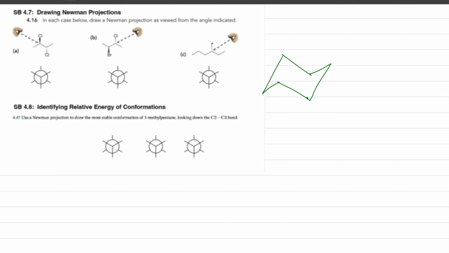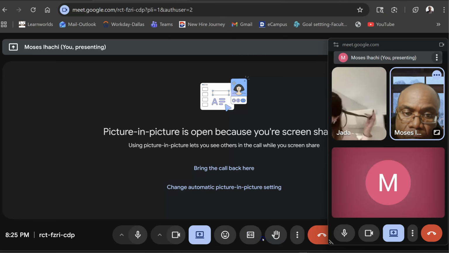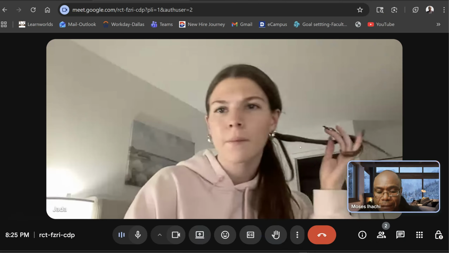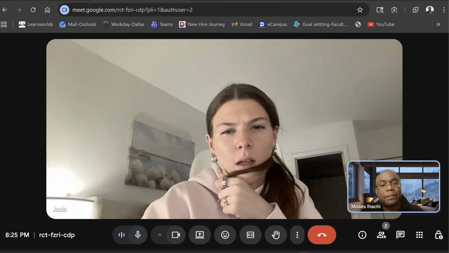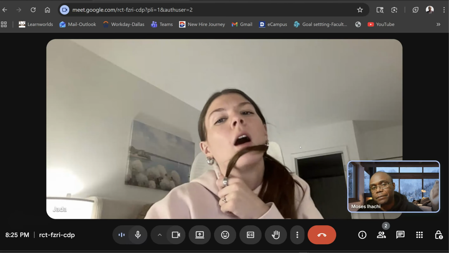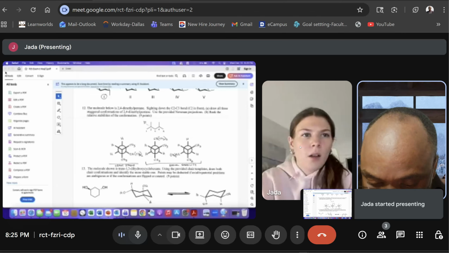Oh, okay. Just share so I can quickly show you. Let me see. Methylcyclohexane. When you have a dash, it can be axial down or equatorial down. When you have a wedge, it can be axial up or equatorial up. Oh, so it's not automatic. You really just have to look at your molecule and decide.